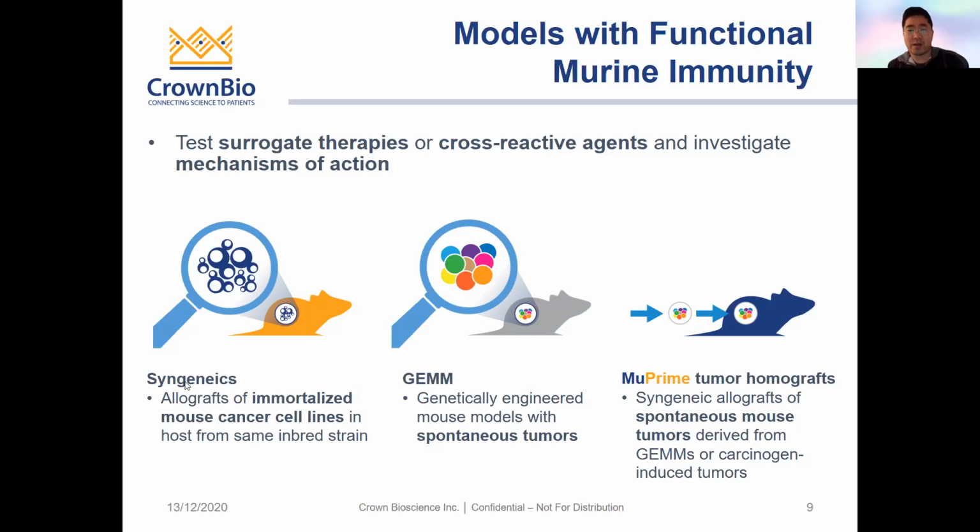Actually, the team in Crown was trying to find a happy medium. So that's what we developed, what we call the murine prime tumor homograft. They are syngeneic allografts of spontaneous mouse tumors which have been derived from GEMs. They have the character of GEM and the simplicity of operation of syngeneic models. I'm going to cover that a bit later.